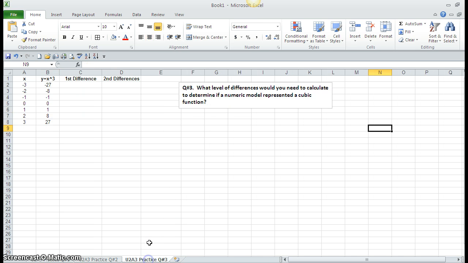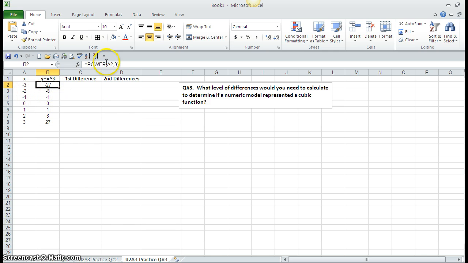And the last question 3, what level differences would I need to calculate for a cubic function? Our cubic base function is y equal x cubed. So we have a power function in Excel. Power is the same as an exponent, a cubic function. I know I'm going to cube negative 3, cube negative 2, cube negative 1.